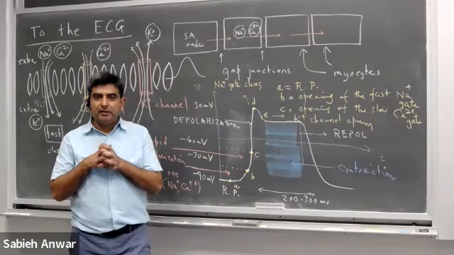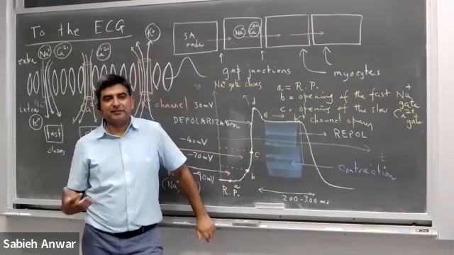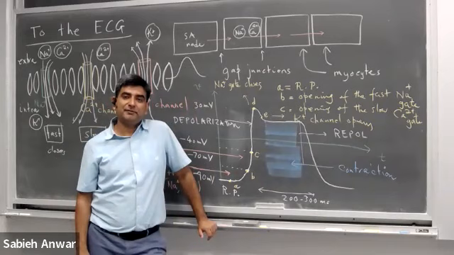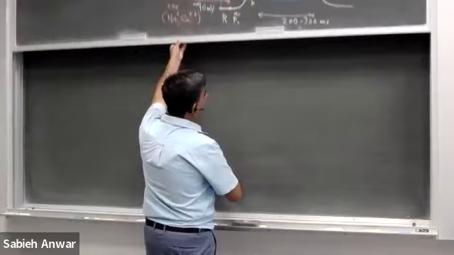Now, what we would like to understand is how this generates a signal that is detected on the outer surface of the skin. The answer lies in a concept which is called the electric dipole.